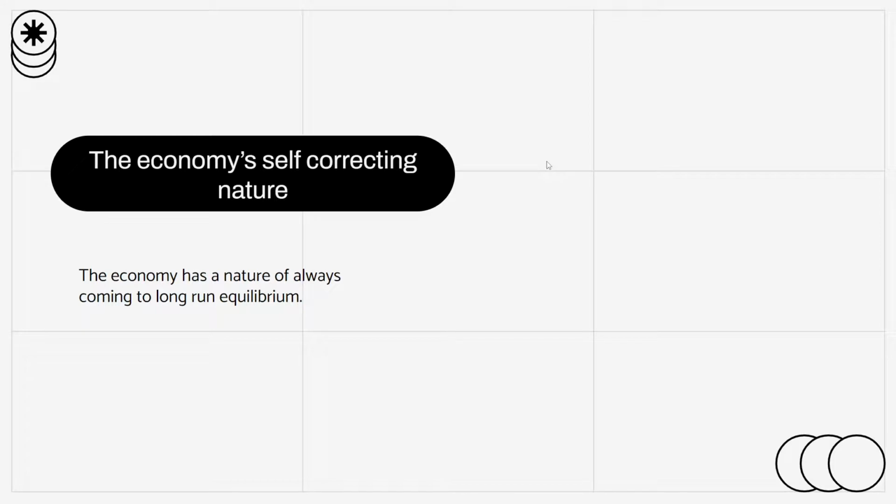But the economy also has a self-correcting nature. The economy has a nature of always coming back to long-run equilibrium. No matter how much time it takes, it will eventually come back if the economy is left stable and nothing has changed.